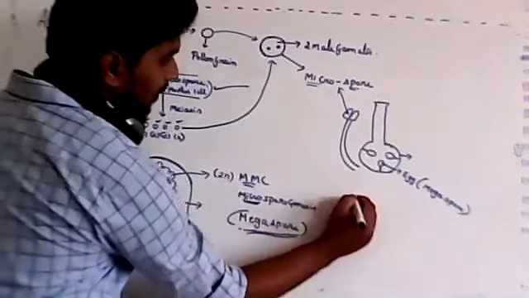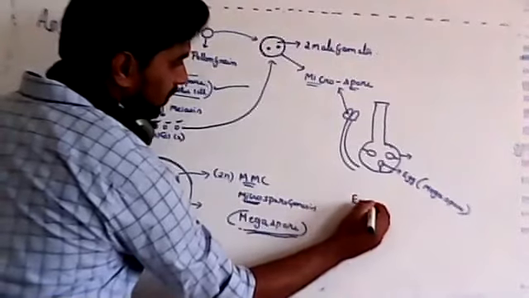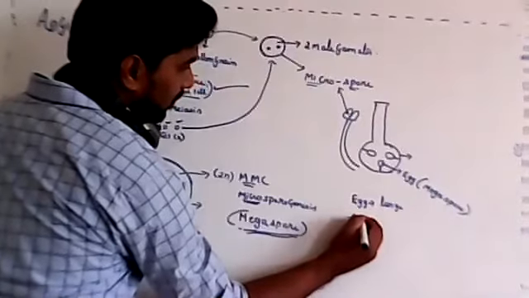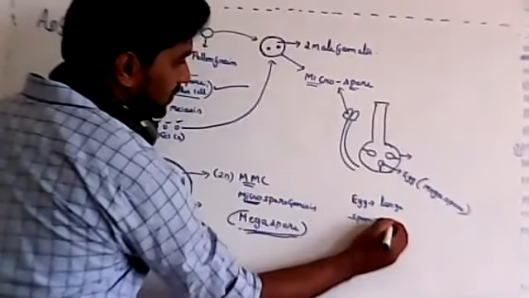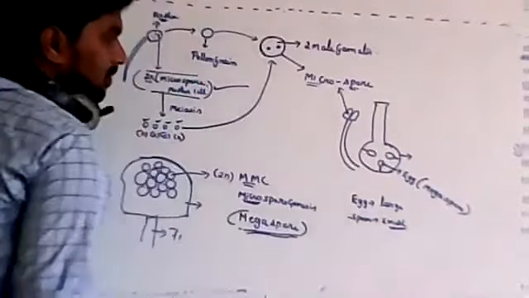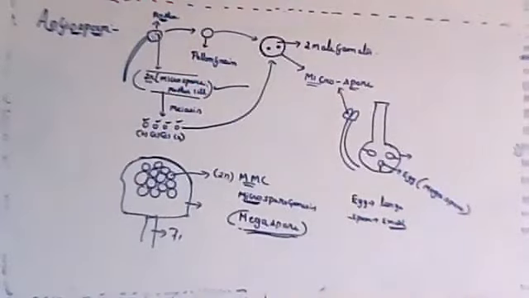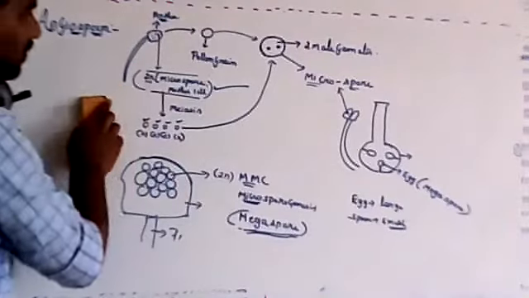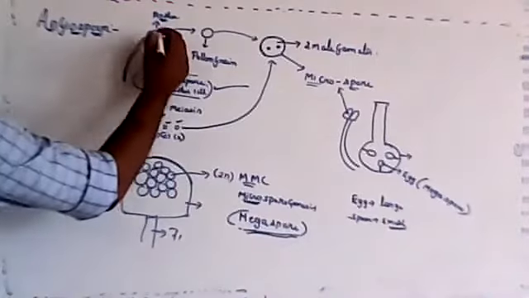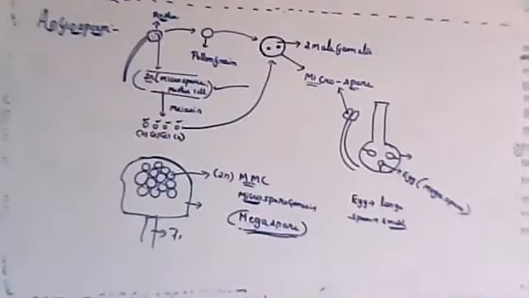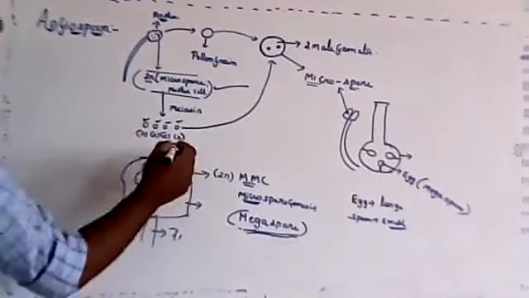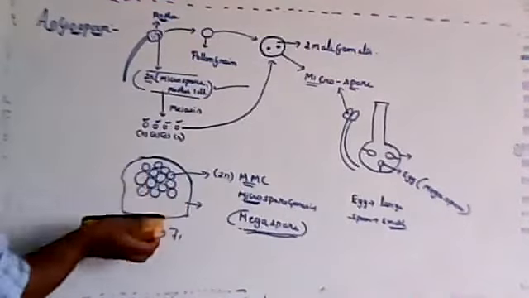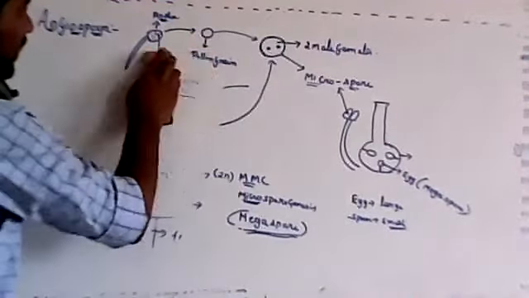So micro means small, mega means large. The egg will always be large, as I have already said, and the sperm or male gamete will always be a little smaller. So micro for male and mega for female. Formation of the male gamete is easy: inside the anther there will be growth of pollen grains, and inside each pollen grain there will be two male gametes. This much information is enough for male.